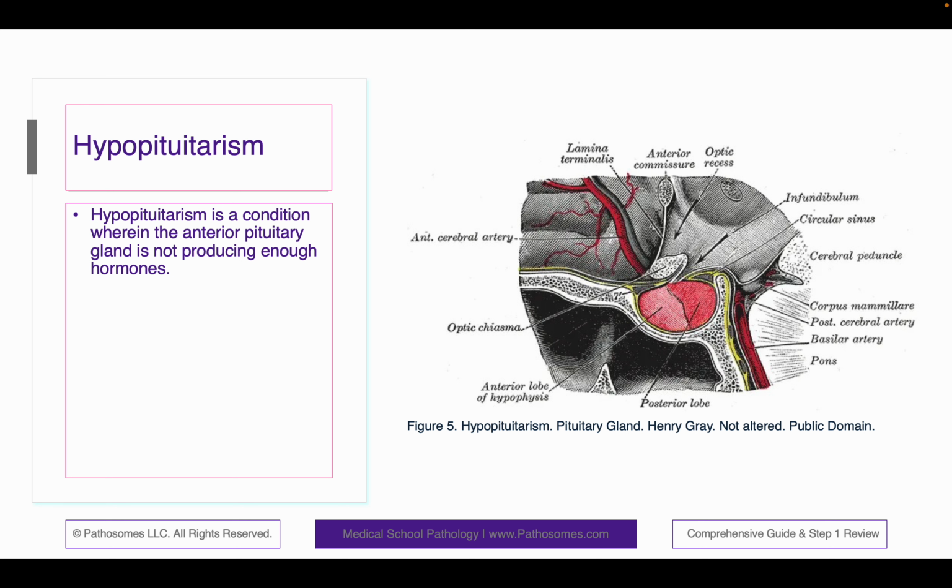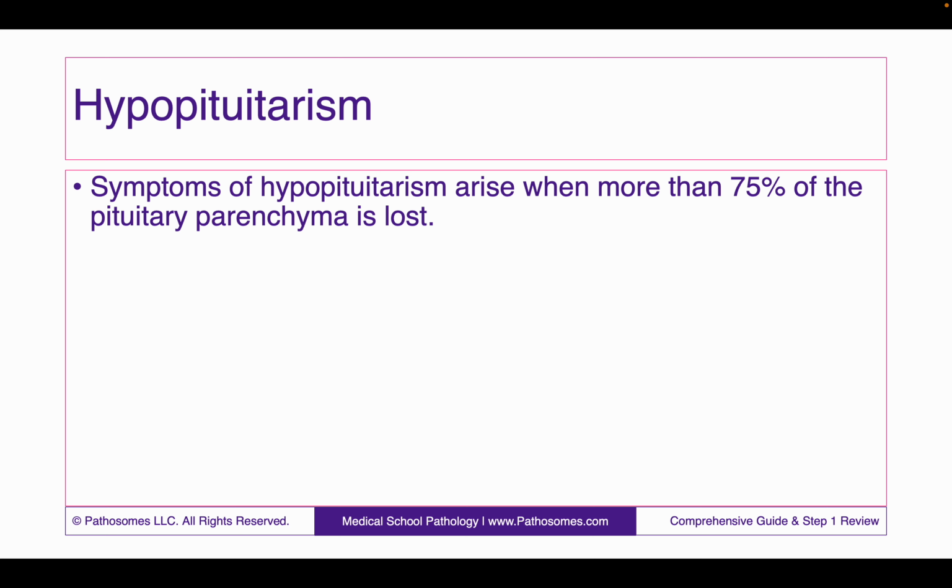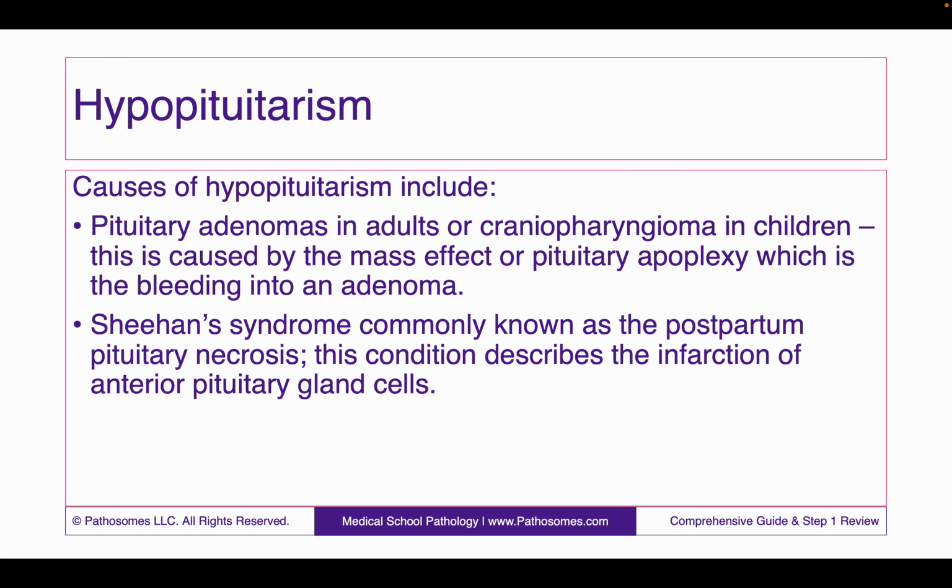Now let's talk about hypopituitarism. Hypopituitarism is a condition wherein the anterior pituitary gland is not producing enough hormones. Symptoms of hypopituitarism arise when more than 75% of the pituitary parenchyma is lost. Causes of hypopituitarism include pituitary adenomas in adults or craniopharyngiomas in children.